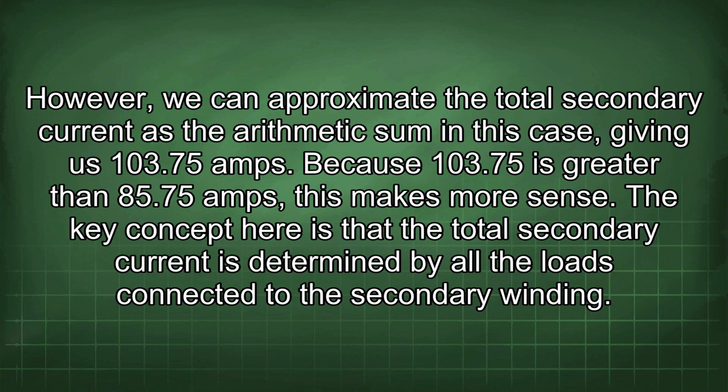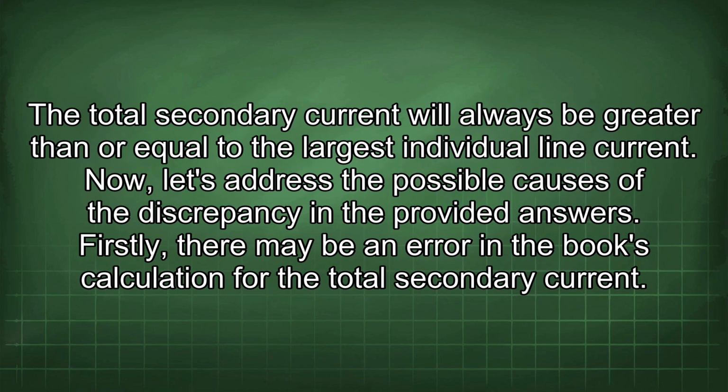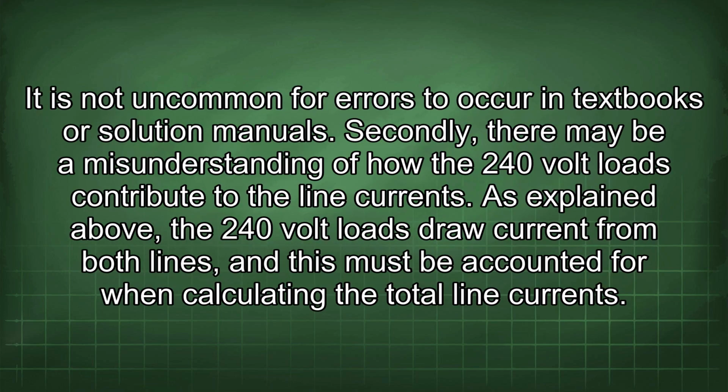The key concept here is that the total secondary current is determined by all the loads connected to the secondary winding. The total secondary current will always be greater than or equal to the largest individual line current. Now, let's address the possible causes of the discrepancy in the provided answers. Firstly, there may be an error in the book's calculation for the total secondary current. It is not uncommon for errors to occur in textbooks or solution manuals. Secondly, there may be a misunderstanding of how the 240-volt loads contribute to the line currents.